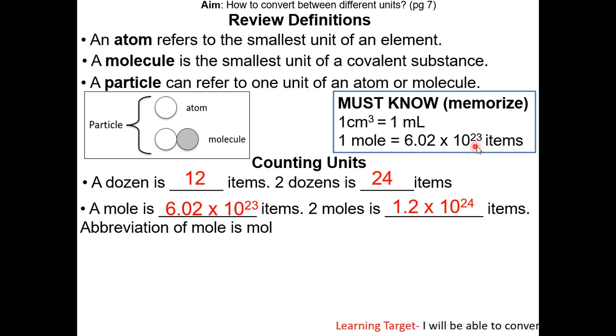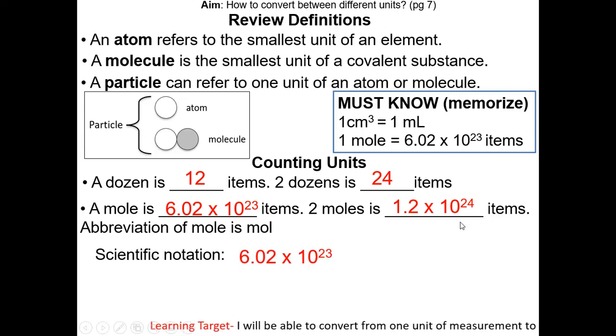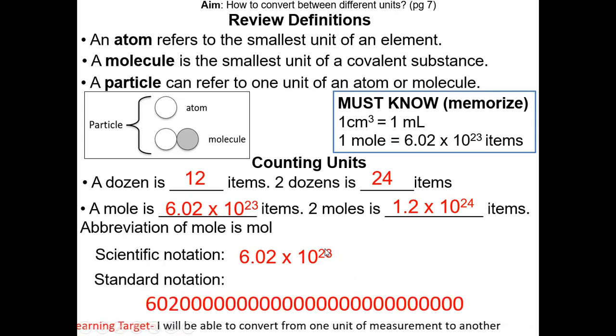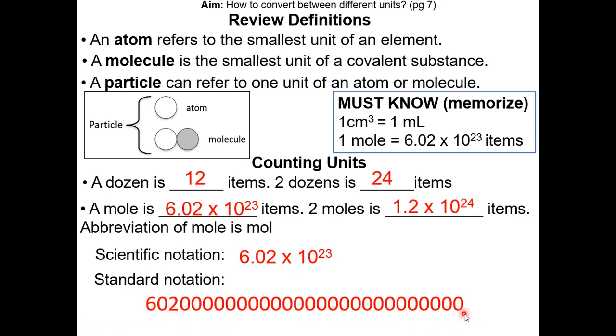You must also know and memorize 1 cm cubed is equal to 1 milliliter. So make sure you memorize this, okay? It's not on the reference table. Okay, so these two numbers are scientific notations. Basically, they're used to abbreviate a very big or very small number, right? Because sometimes if you write out the expanded version, which is called the standard notation, it's very inconvenient figuring out how many decimal places there are.